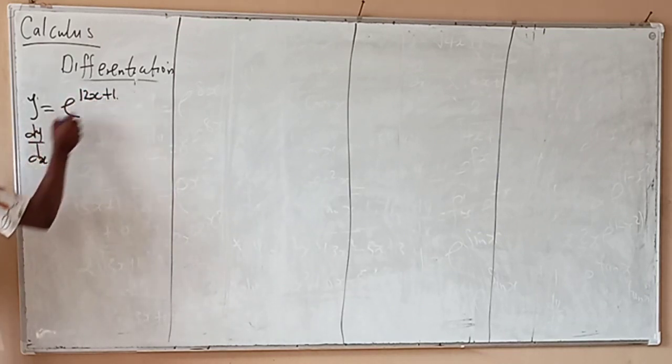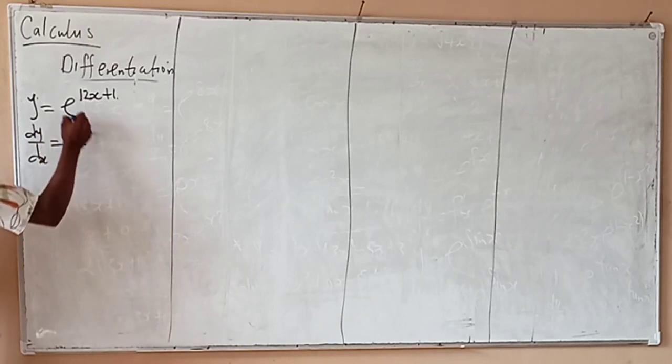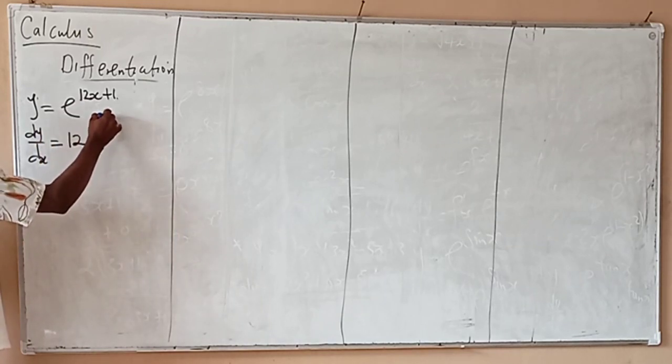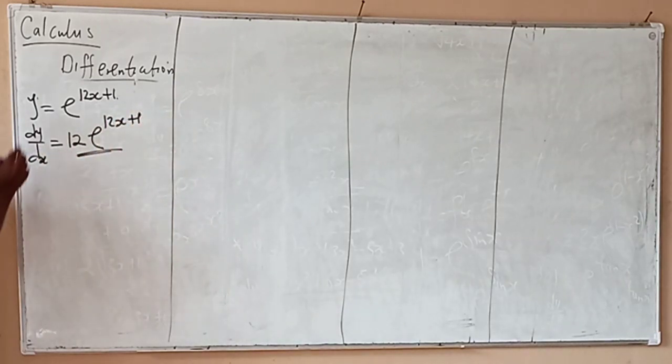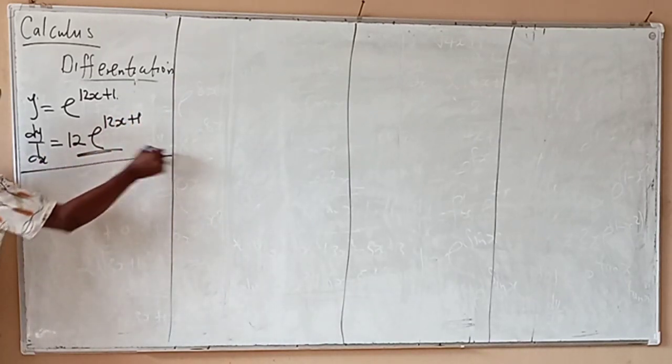We differentiate the power, we have what? 12. This will multiply what? The question, this is what, 12x plus 1. This will become the answer. Now, let's look at something, another exponential function.